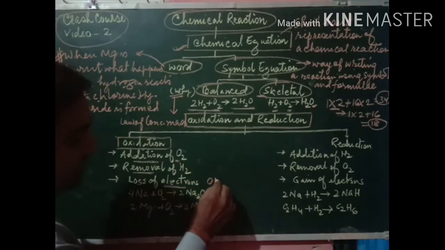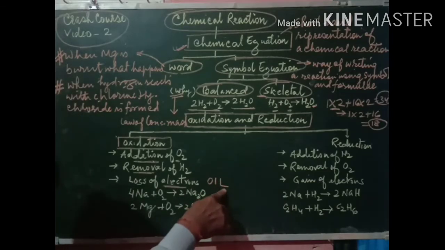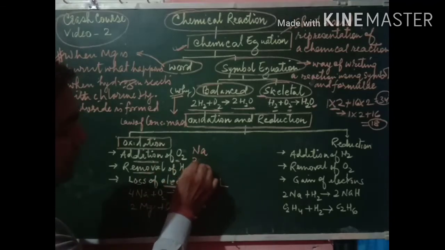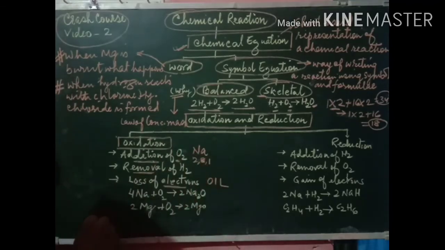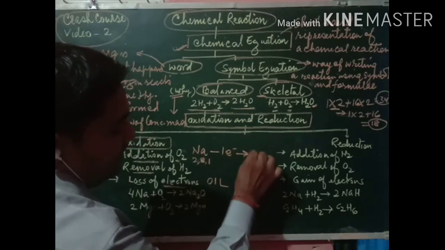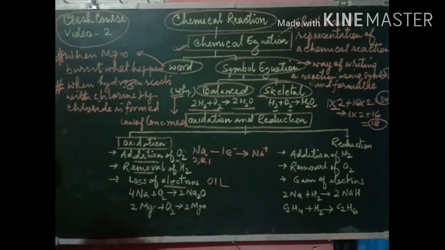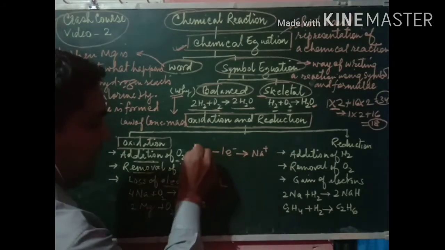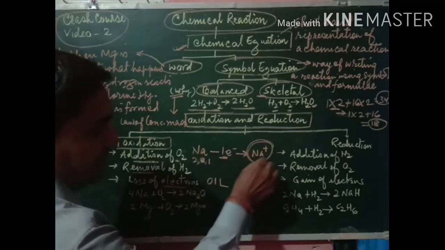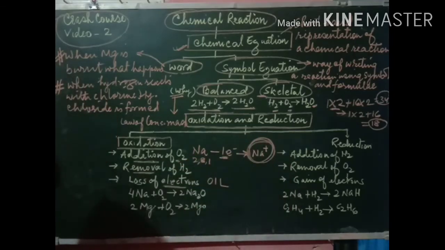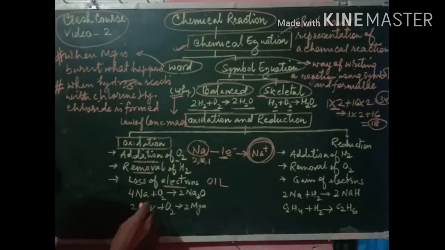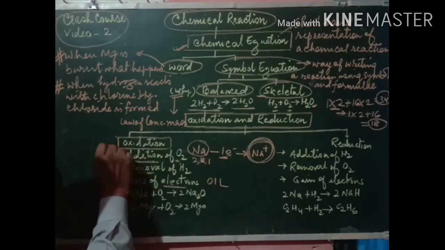Means oxidation is loss of electrons. Actually, suppose that sodium is there. Okay, so sodium 2, 8, 1 is there. So when it loses one of its electrons, it forms Na positive. Understood? So there is the loss of an electron of sodium. That's why it has been oxidized. Means oxidation has occurred of sodium. Okay, so loss of electrons is also termed as oxidation.